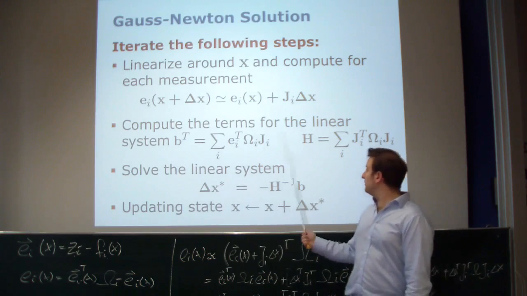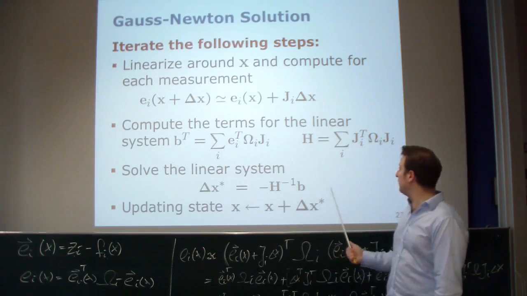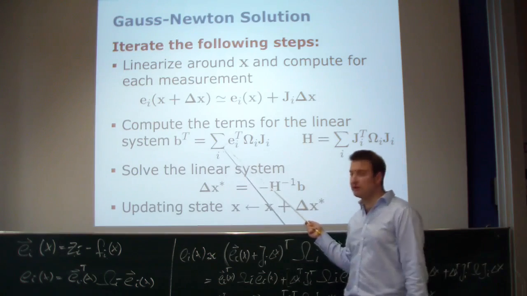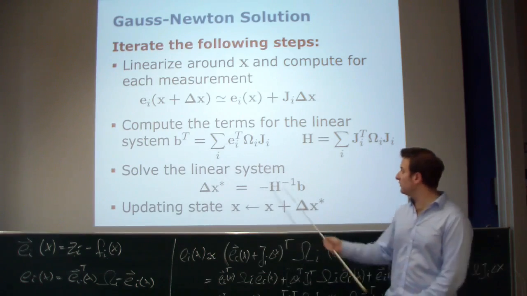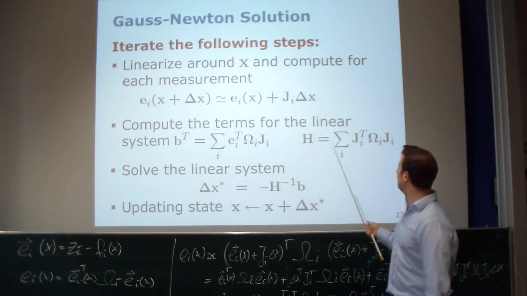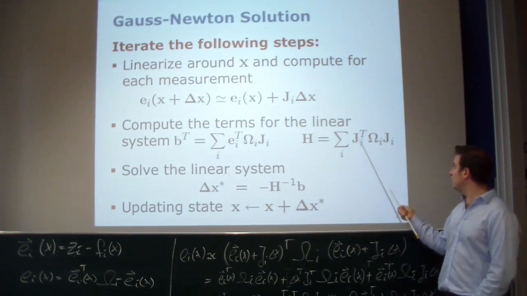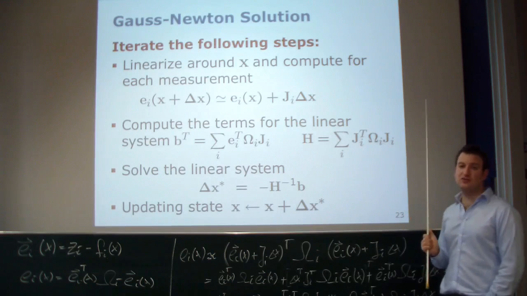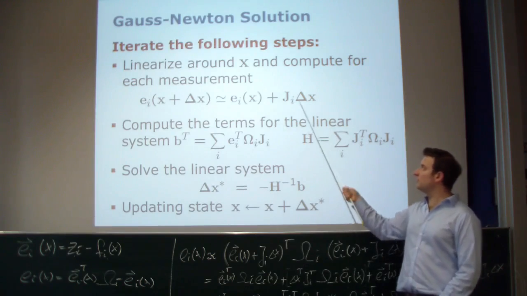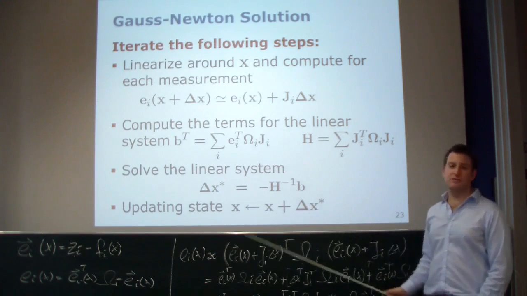Then I need to compute the terms for the linear system, which are b transpose and H, just the definitions from the derivations. So b transpose is the error transpose times the information matrix times the Jacobian, and H is the Jacobian transpose times the information matrix times the Jacobian. Therefore, I need the Jacobians to compute them, because I need them in these terms.